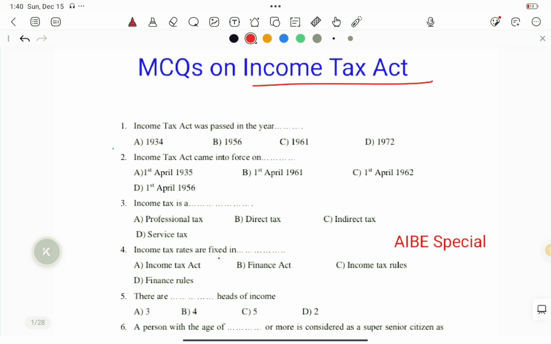So let's see. The first question is, our Income Tax Act was passed in the year which of the following? So let's see the options. Options are in the year 1934, in the year 1956, in the year 1961, and in the year 1972. So in this case, the correct option would be our option C. That means in the year 1961, Income Tax Act 1961 was passed.